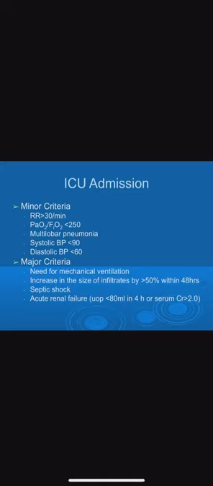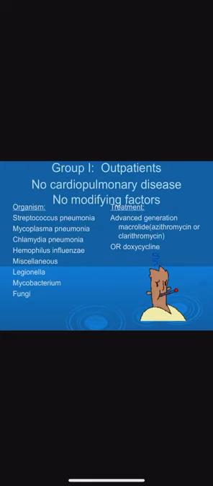Minor criteria include respiratory rate more than 30, partial pressure, if we do blood gas analysis, less than 250, if the patient has multilobar pneumonia, if shock, systole less than 90, diastole less than 60 millimeter mercury. Major criteria: need for mechanical ventilation, if more than 50% of the chest is involved, if the patient is in shock, and if he has renal impairment or renal failure. How do we treat the patient with pneumonia?